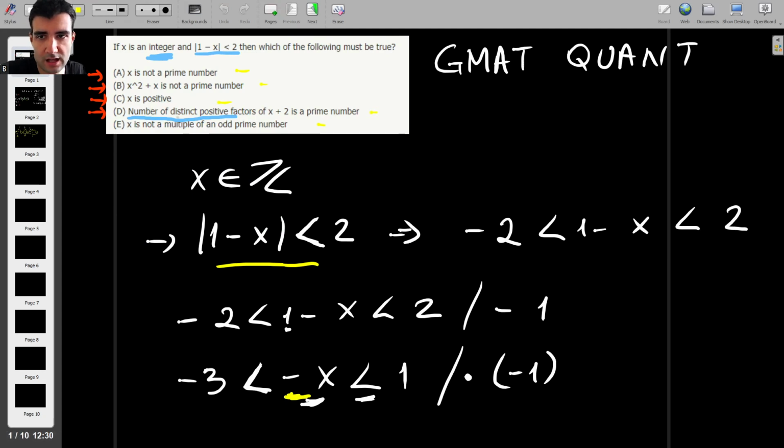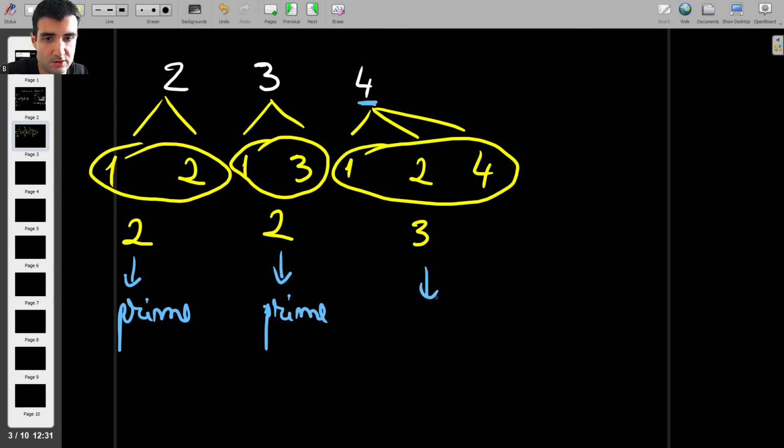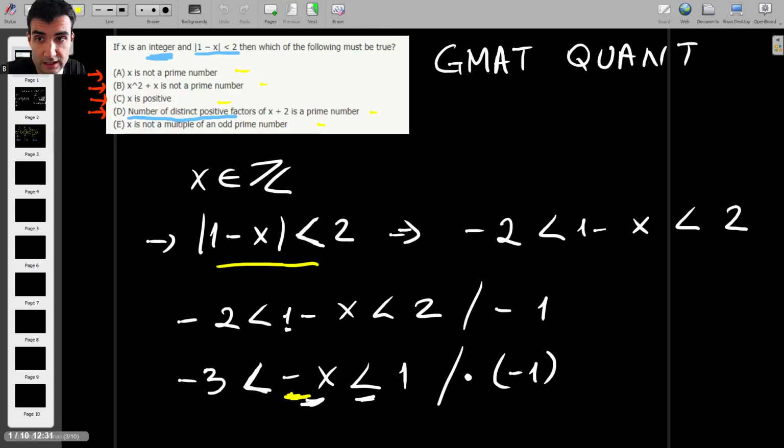And this says the number of distinct positive factors is a prime number. So look what happens. The number of factors of 2 is 2, which is prime. The number of factors of 3 is 2, which is also prime. And the number of factors of 4 is 3, which of course is also prime. So it looks like D is the correct answer. Okay, so at this point, I would just circle D as the correct answer and I would just move on.